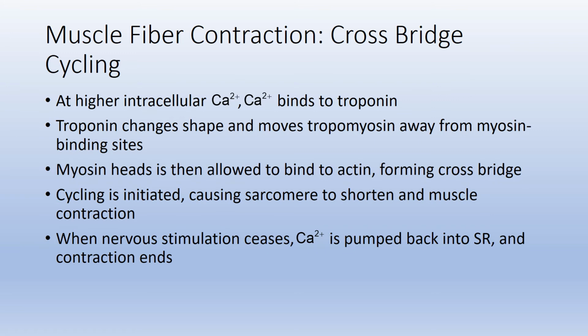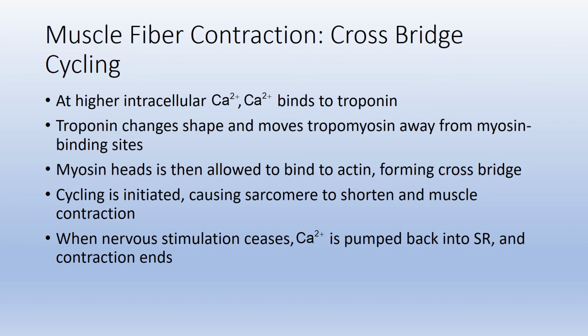Once those binding sites are exposed, the myosin heads will swing up or swing down to attach themselves to the actin filament. Once that happens, we have formed a crossbridge. Our thin and our thick filaments are attached to each other.